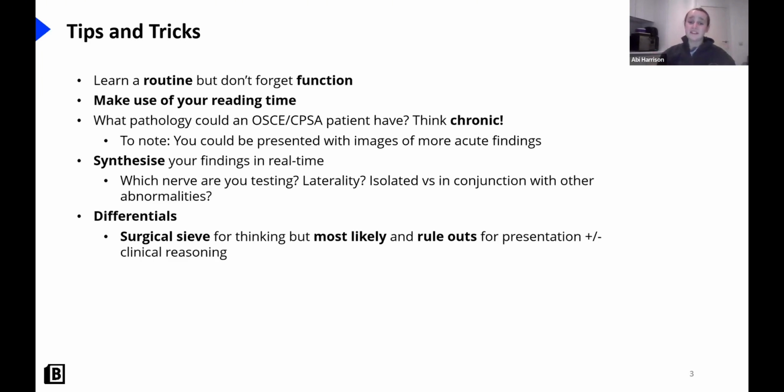But for presenting, which we'll come on to when we talk about conclusions, the best thing to do is think about the most likely things. So what is the most common cause of this pathology? And what are the things that you want to rule out? So what are the really serious pathologies and presentations that you need to think about investigations for, to make sure that that patient doesn't have it?